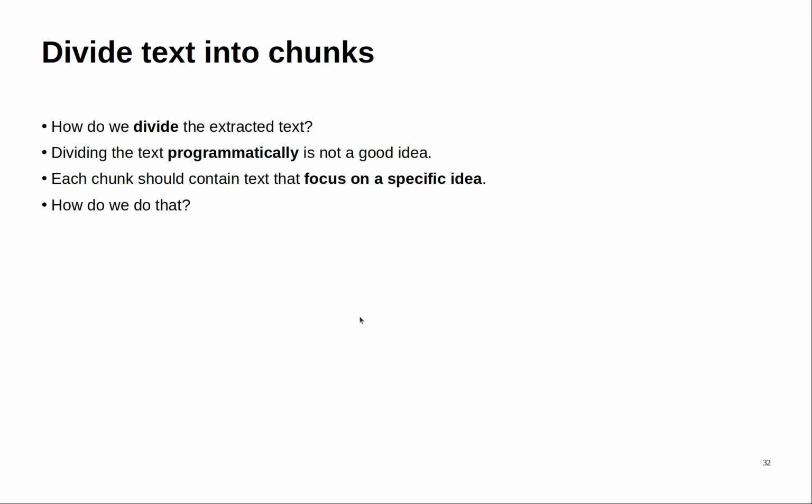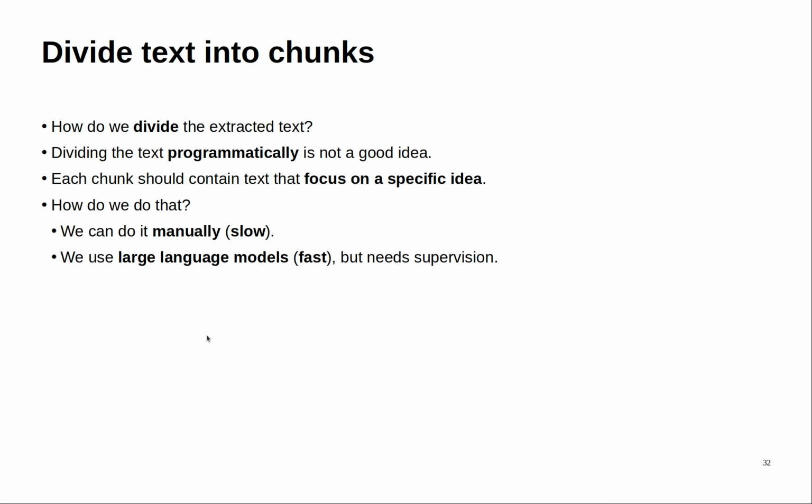But how do we do that? There is no way we can achieve something like this just by writing code. But we have some options that we can try. The first one is to divide the text manually. This approach is slow and boring. The second idea, on the other hand, consists of using large language models. This method is way faster and will get you very close to the final result. The rest is on you. You need to supervise the output from the model to ensure that it can be used.